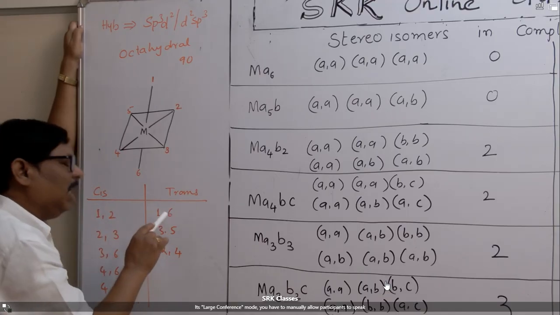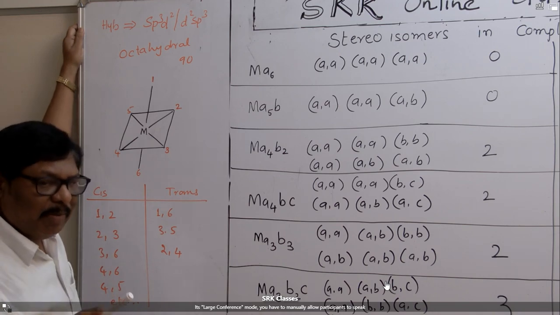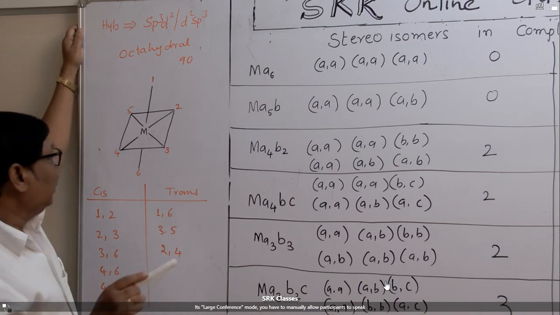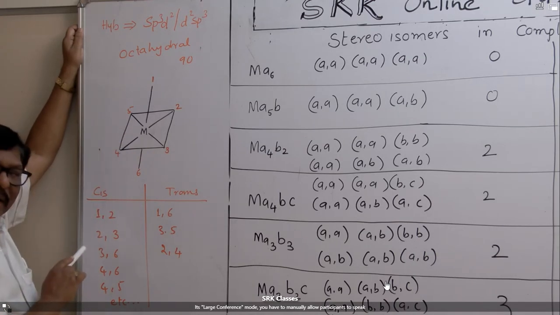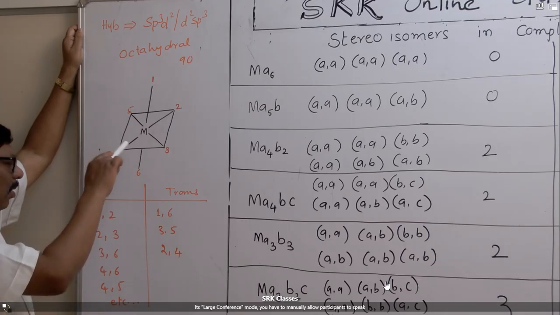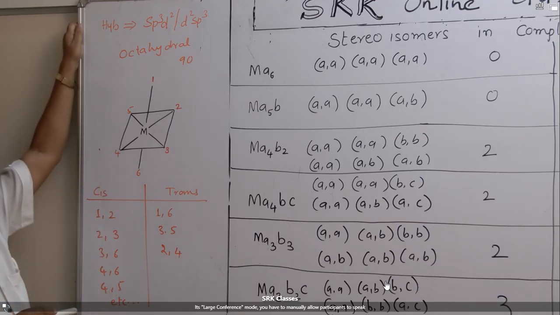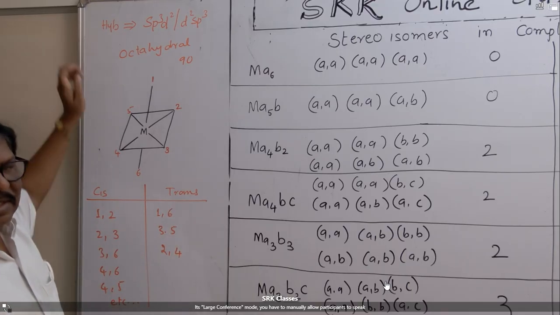These three positions are trans positions. Other than these three, all remaining positions are adjacent positions where the angle between the ligands must be 90. They are cis. Look at here: 1 and 2, 2 and 3, 3 and 6, 4 and 6, 4 and 5, etc. All these positions are considered to be cis. Only these three positions are considered to be trans.